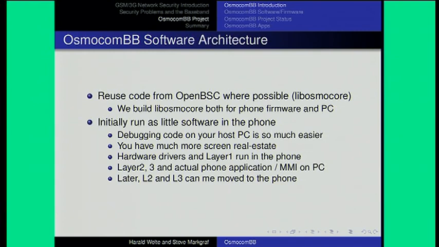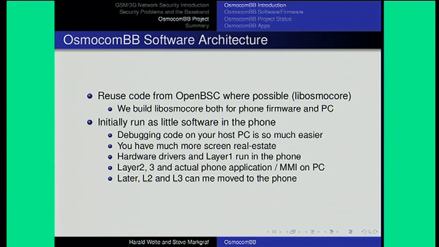You have more screen real estate, right? That's an important factor in debugging something. So what we do now is that, of course, the hardware drivers have to run in the phone. We also run layer one, which is the time synchronous, very timing critical, real-time part of the GSM stack, that runs also in the phone. But layer two and layer three and everything above that, so far, runs on the PC, which makes, as I said, things much easier for you.